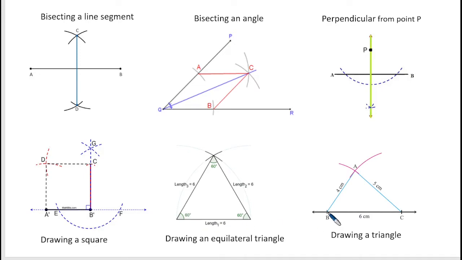Or if you want to draw not an equilateral but some other triangle, say you have drawn BC as 6 centimeter, then if you want this length as 4 centimeter, you draw an arc, and if you want this length as 5 centimeter, you measure 5 centimeter from the scale and draw an arc. Okay, so you can draw a triangle. This is for equilateral, this is for any triangle.